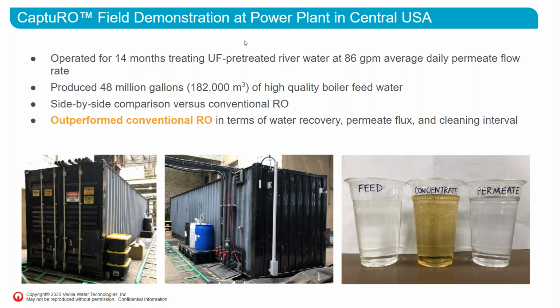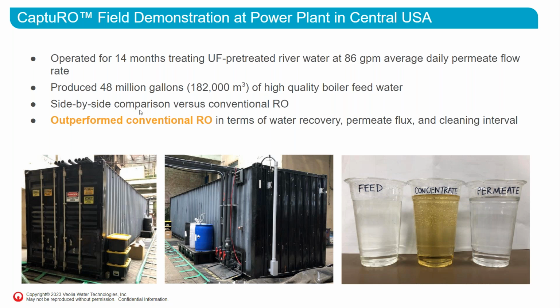Now, this is the demonstration we did at a power plant in the central U.S. We ran for 14 months. This is that sea container demonstration plant I was showing you that's available for testing at different sites. We kept it at this power plant for about 14 months, and we were treating UF pre-treated river water. On average, about 86 GPM average daily permeate flow rate is what we ran at. Over the course of the 14 months, we produced 48 million gallons of high quality boiler feed water, which they actually used at their plant to feed their boiler system. They had some downstream IX downstream of that.